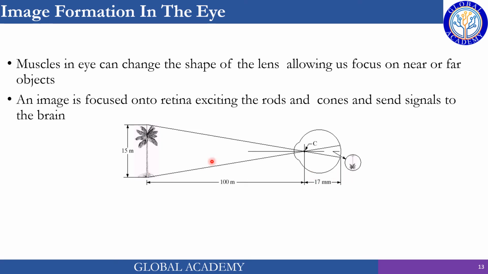Here's another description. A muscle in the eye can change the shape of the lens, allowing us to focus on near and far objects, and similarly this can control the light from the outer space. An image is focused onto the retina, exciting the rods and cones and sending signals to the brain. So a proportional image is formed inside the human eye.